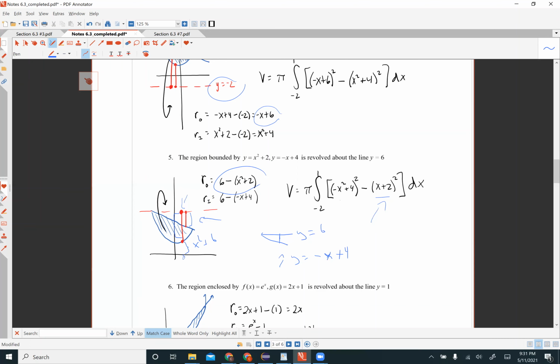Okay, so the volume is pi, it's always pi, radius of the outer squared minus radius of the inner squared. The outer is the one that's farther away from the line. So in this case, x squared plus 4 is farther away from the line than x plus 2.